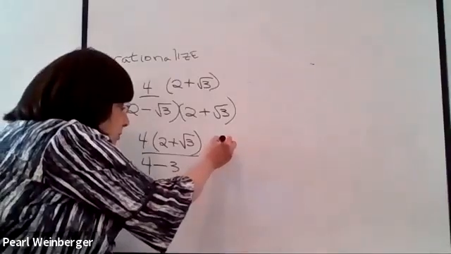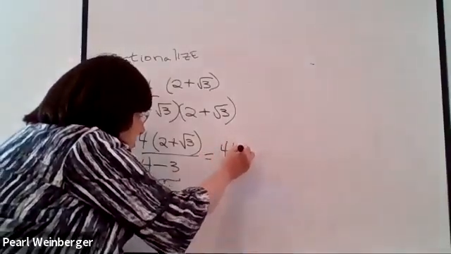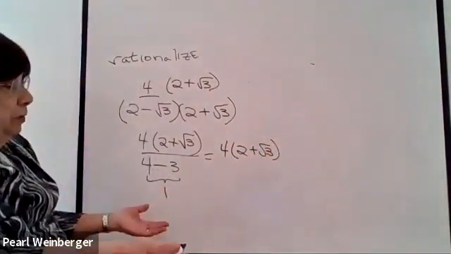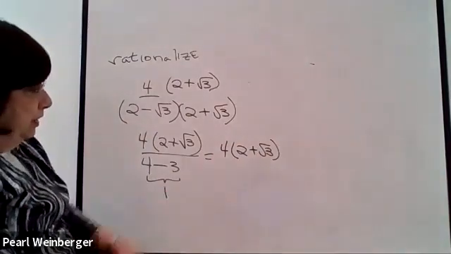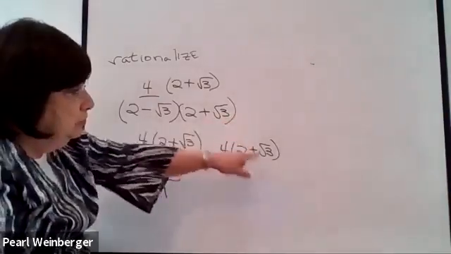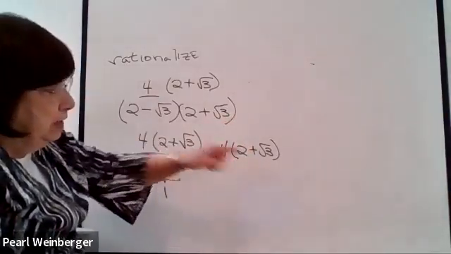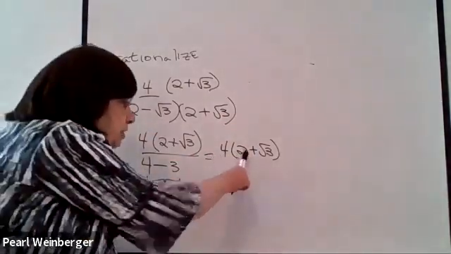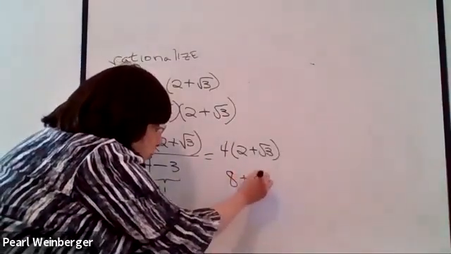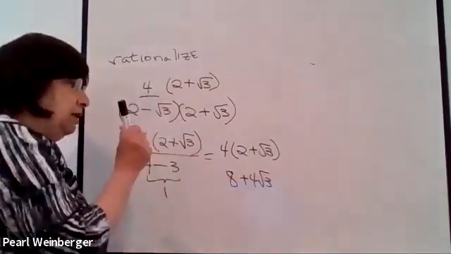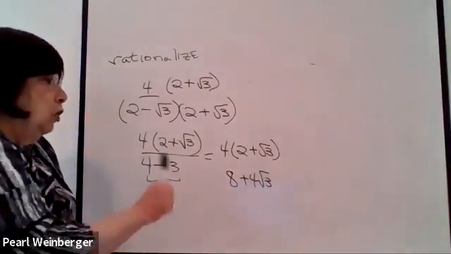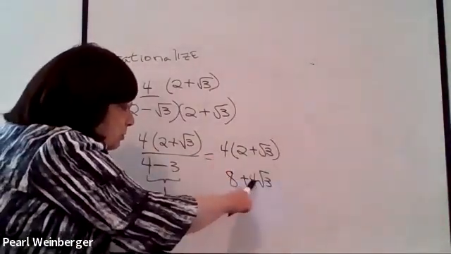So my answer comes out to be 4 parentheses 2 plus radical 3 over 1. Now, if it's over 1, I don't have to put the 1 there. I could leave my answer this way, but usually we multiply this out, and I'd have to use the distributive property. 4 times 2 is 8, and 4 times radical 3 is 4 radical 3. Both of these answers would be considered correct: 4 with the parentheses 2 plus radical 3, or without the parentheses, 8 plus 4 radical 3.